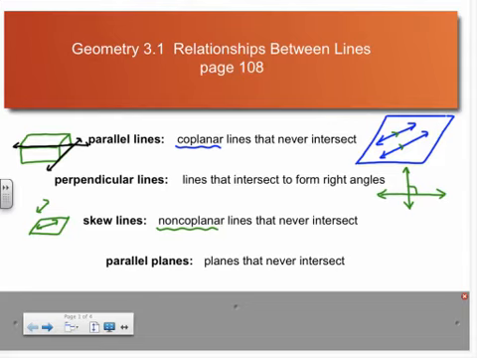And this is just like parallel lines, but with planes. So parallel planes are planes that never intersect. Back up to my 3-dimensional figure up here, I could use the top and the bottom planes for this example.